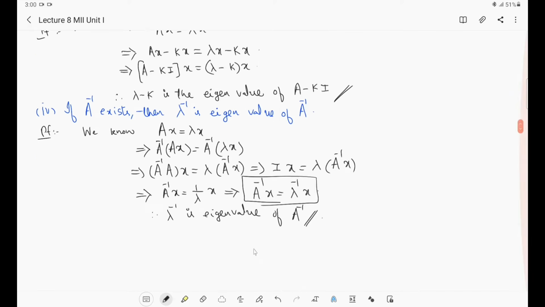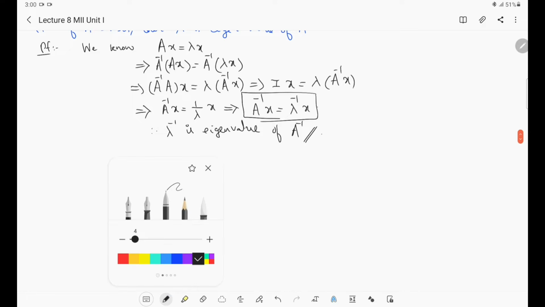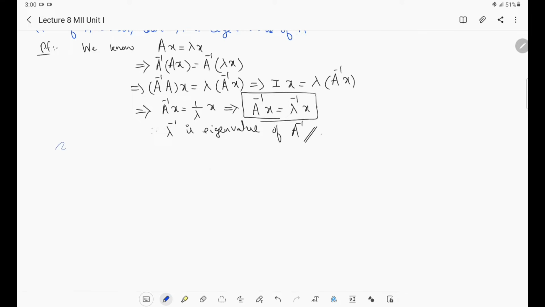Then fifth and sixth. These properties don't need to be proved now, we'll just note them down as they are. Fifth property is A and A transpose have same eigenvalues.